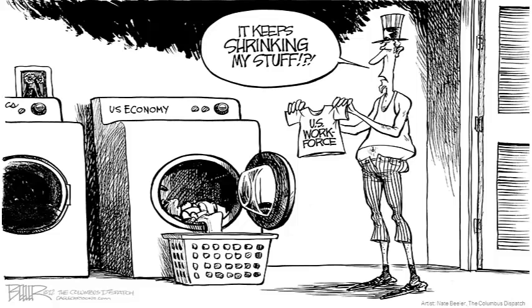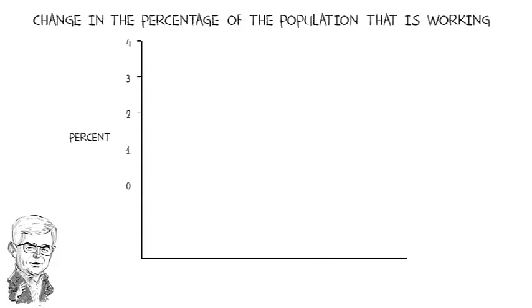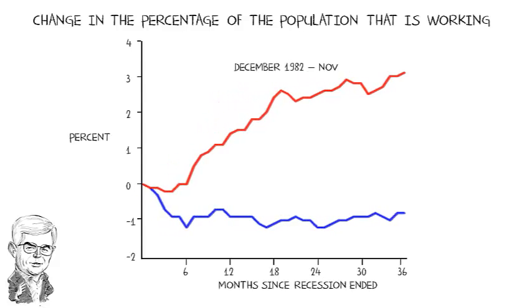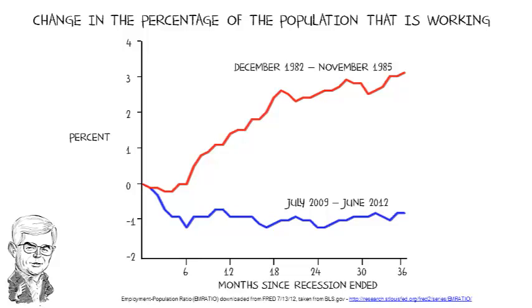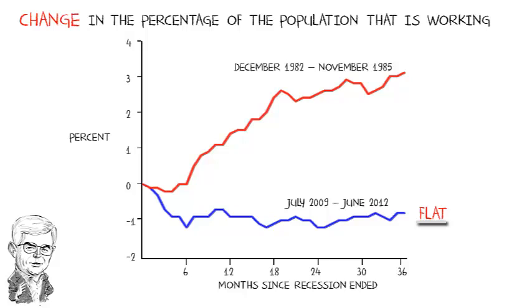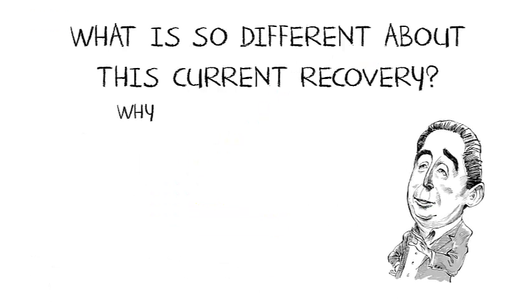Exactly. So if you look at this chart, which is pretty straightforward, the horizontal axis is the months since the recession ended, so we have about 3 years there, 36 months. And the vertical axis measures the change in the fraction of the working age population that is working. And you see it's actually lower now. It came down. It's basically flat. And that's against an extraordinarily strong employment record back in 82, 83, 84. So then the question becomes, of course, what's different about this recovery? Why is it so mediocre?